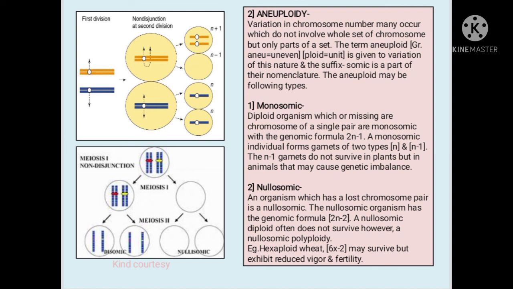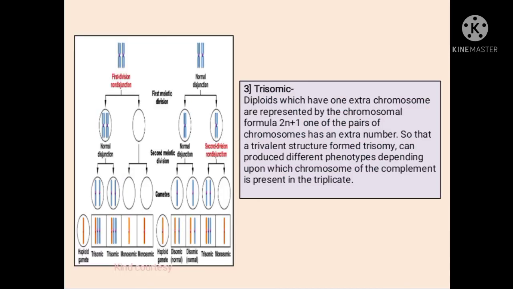Then we will see the nullisomics. An organism which has lost a chromosome pair is a nullisomic. The nullisomic organism has the genomic formula 2N minus 2. A nullisomic diploid often does not survive. However, in a nullisomic polyploid, for example, hexaploids with 6N minus 2, may survive but exhibit reduced vigor and fertility.